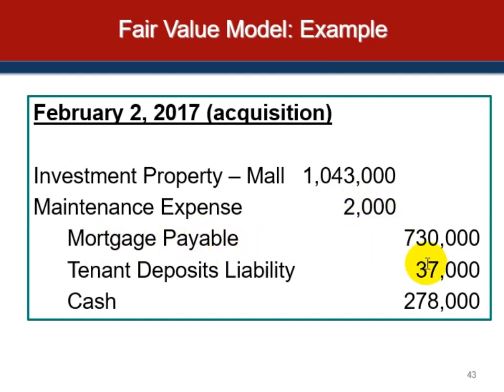We paid for it. We paid $730, and we paid cash of $278. So the mortgage we set up was $730,000. We paid cash of our own at $278, and then it says that we have tenant deposits. So we take over the liability from the existing owners of the property, and so now we owe the $37, and they don't owe it anymore. So that's why it's part of the cost of the acquisition.